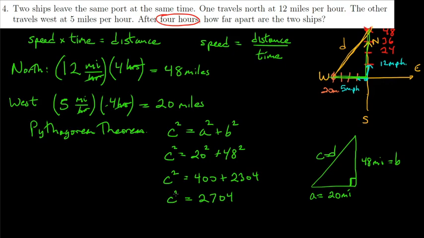But be careful, that's not miles, right? That's square miles. In order to find c, we have to take the square root. So let's do that to both sides. Right? So c is the square root of 2,704. I can just squeeze that in there.